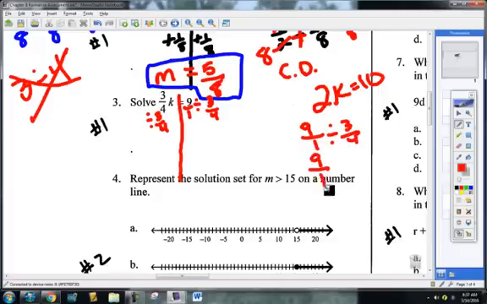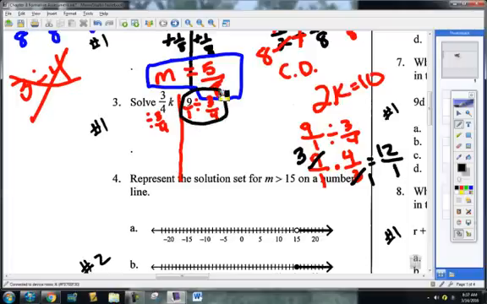The dividend stays the same, divide becomes multiply. The reciprocal of 3/4 is 4/3. Can I cross simplify? Yes. I can divide a 3 out of those diagonals right there. So 3 divided by 3 is 1, and 9 divided by 3 is 3. I end up getting 12/1, which we know equals what? 12.